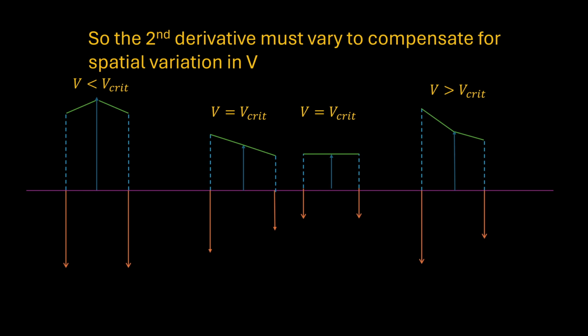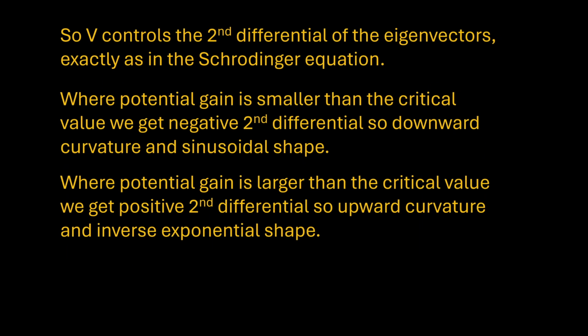The opposite argument applies when V is greater than the critical value for zero curvature. If the gain is larger, then it must be compensated for by larger negative contributions from other FRs, of which the two adjacent ones are indicative. In other words, the curvature or second differential must become positive, that is, curving away from the axis. So we can see that V and its relationship to some critical value of V controls the second differential of the eigenvectors in exactly the same way that it is controlled in the Schrodinger equation.